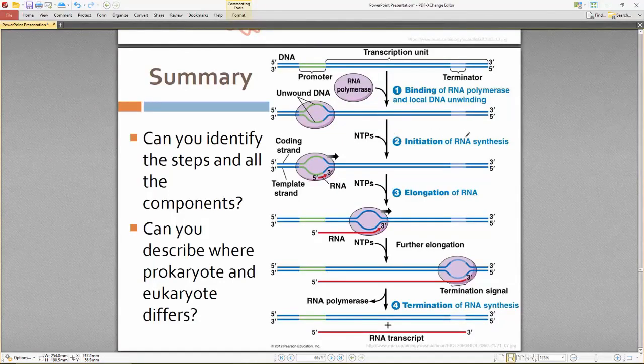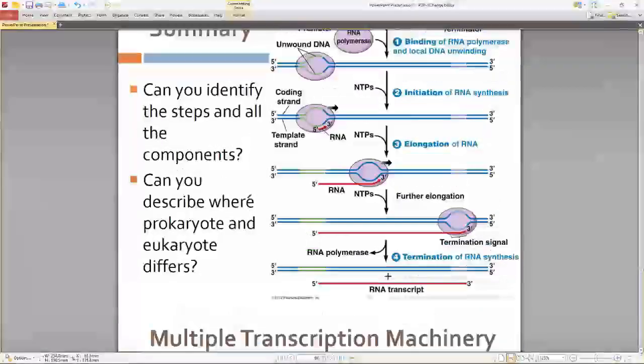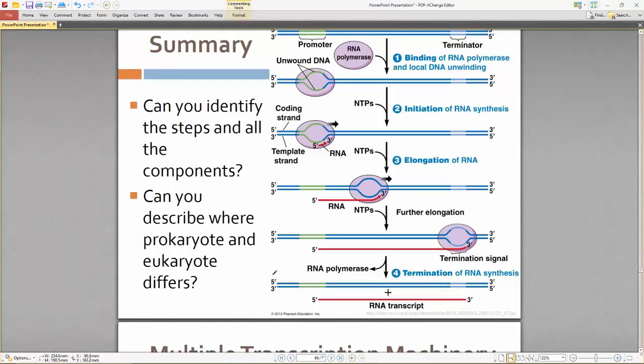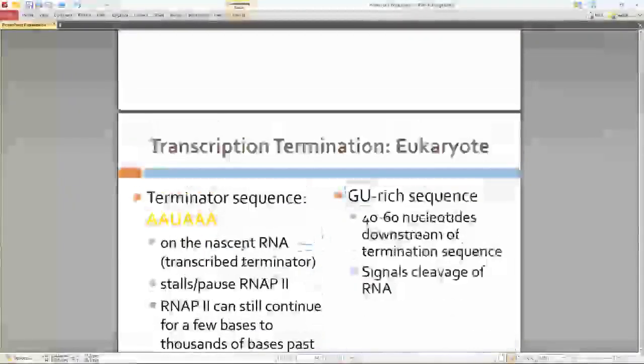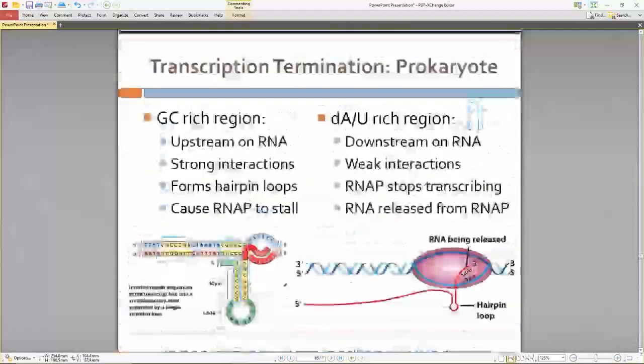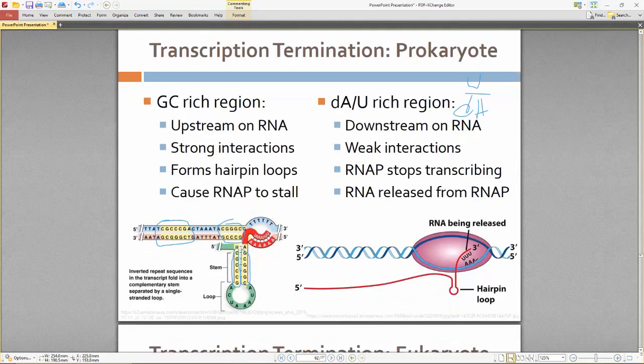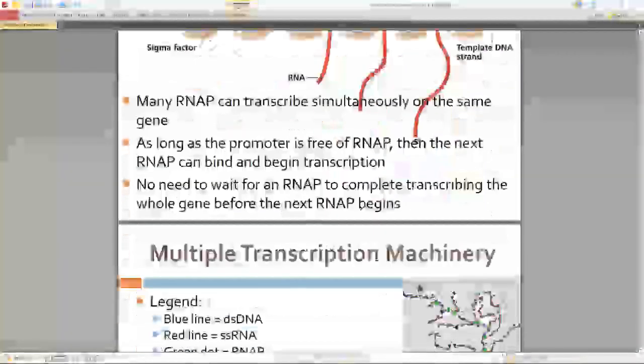Let's check over here. Initiation of RNA synthesis. I think that was also different because eukaryotes have the RNAP phosphorylated. Elongation seemed pretty much the same, right? Elongation, there wasn't really a difference. Let's continue. Termination. Termination was very different between eukaryotes and prokaryotes. We just covered that. Eukaryotes have a terminator sequence and a GU-rich sequence, and then the RNA is cleaved in between them. Prokaryotes have this GC-rich region that creates hairpin loops, and then a DAU-rich region where the RNA is released.